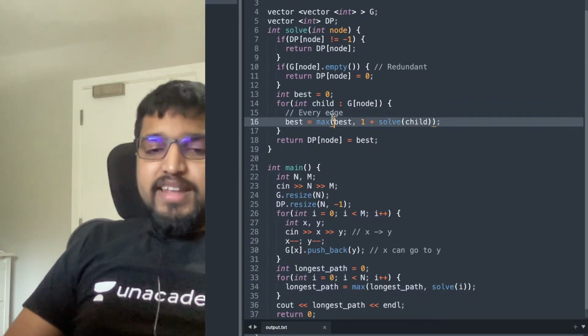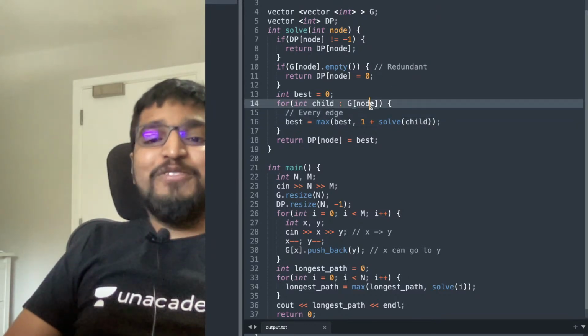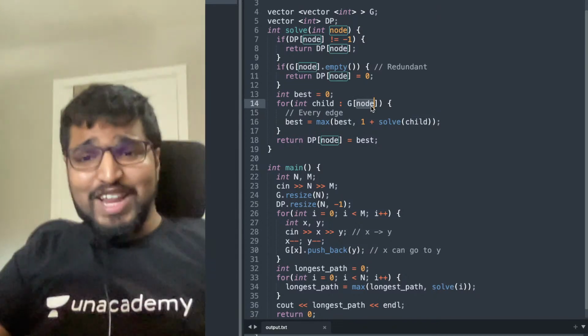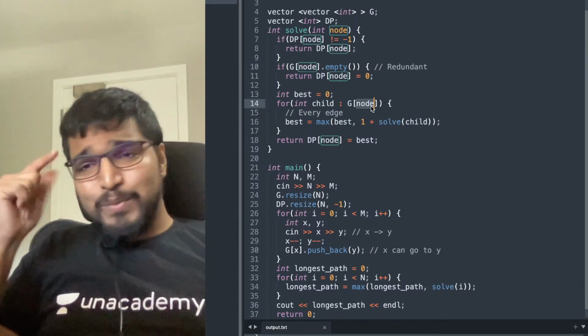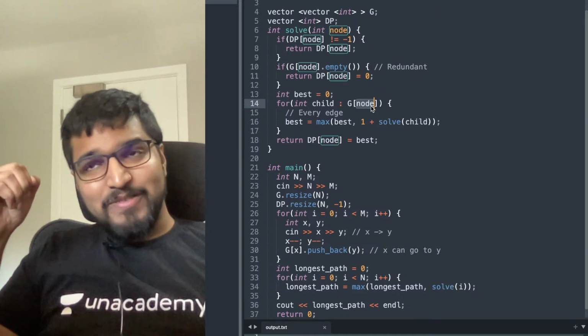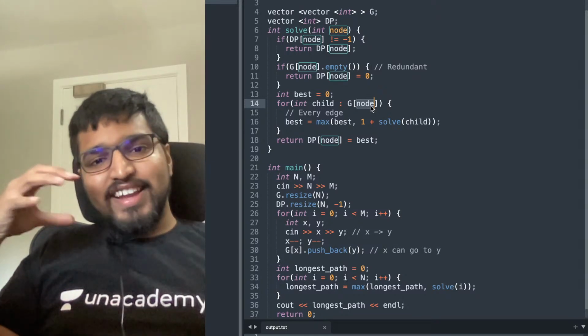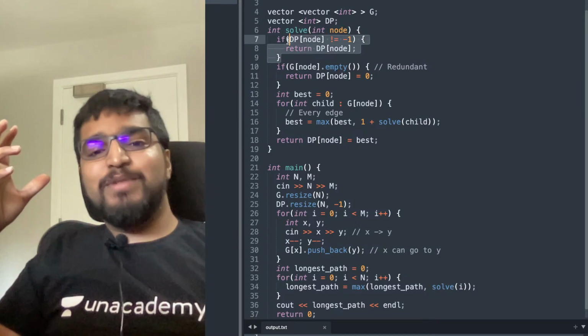you're not coming to this edge again, because to come to this edge, we need to come to the node first, right? But we're coming to the node exactly once, because once we come to that node, we have already computed it, and we return the stored answer the next time we come to that node.